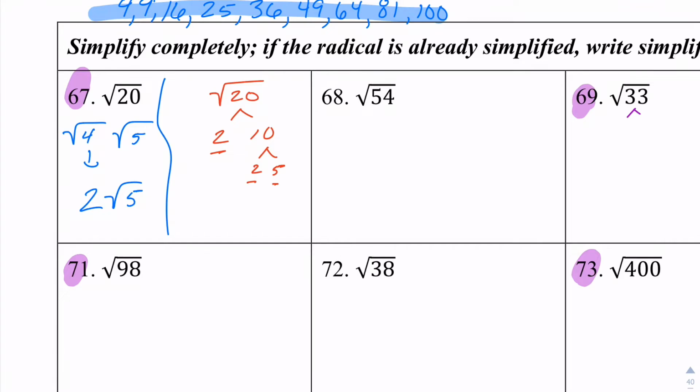So anytime we have a match, a pair, we can take that pair, and that pair goes to the outside. So 2 comes to the outside. When we don't have a pair, like 5 didn't have a buddy, it stays under the radical. So we get the same answer either way, but you've got to kind of decide what's your preferred method. Okay.